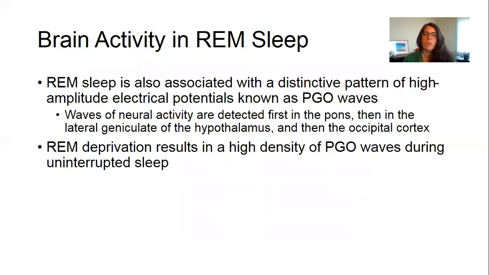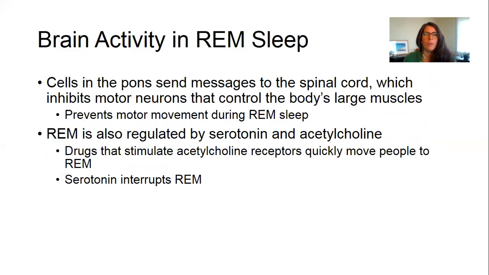These are waves of neural activity that are detected first in the pons, and then they are sent to the lateral geniculate of the hypothalamus and then the occipital cortex. REM deprivation results in high density of PGO waves during uninterrupted sleep. Cells in the pons send messages to the spinal cord, which inhibits motor neurons that control the body's large muscles. It prevents motor movements during REM sleep.